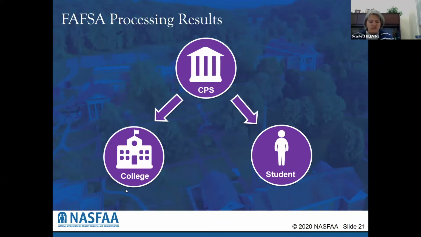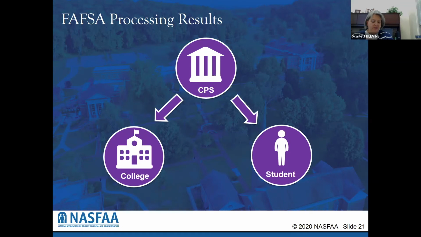Messages related to any database match issues. So if, for instance, they can't confirm your citizenship status, it's going to show on the results that you get that there's an issue there. It's going to show if you're selected for verification. And again, we'll have a slide at the end that talks a little bit more about verification.